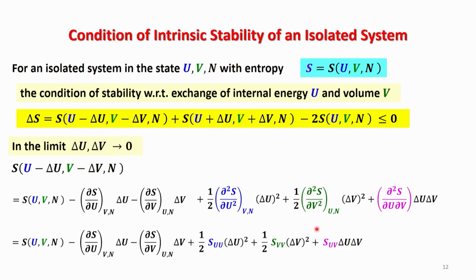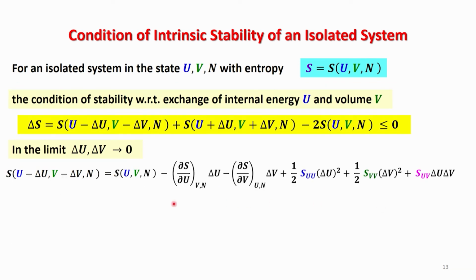So, I can use some simplification in the representation of these. What I have done is this second derivative I have replaced as SUU. This is a shorthand notation of del square S del U square. Similarly, I have SVV. This is a shorthand notation for del square S del V square. Then, following the same notation, SUV becomes a shorthand notation for del square S del U del V.